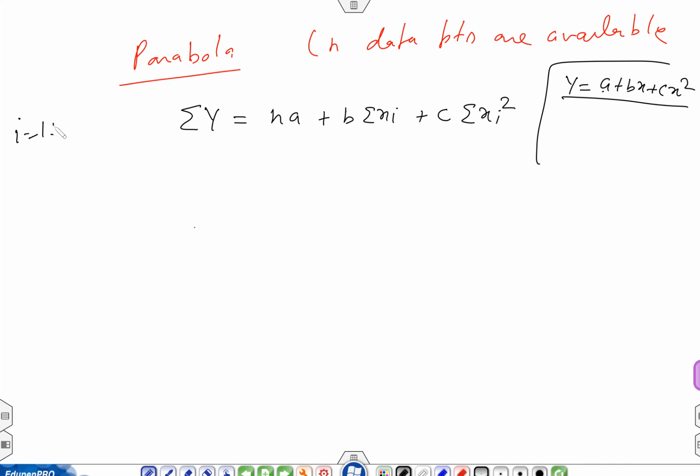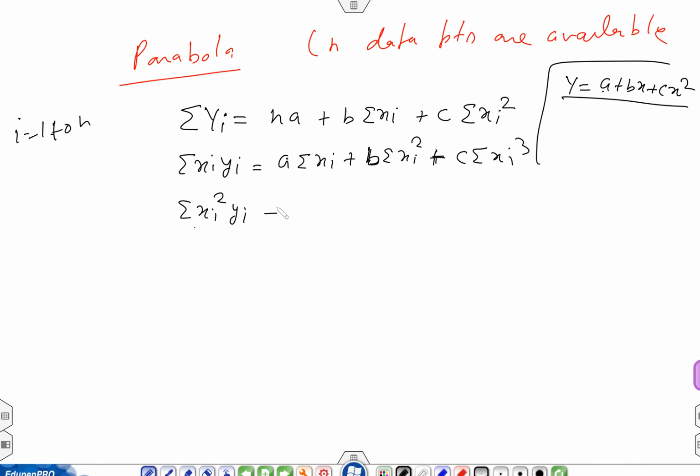I'm not writing it again and again: this summation is for i equal to 1 to n, so y1 to yn. The second equation: multiply xi to this equation, so summation of xi yi equal to a summation of xi plus b summation of xi square plus c summation of xi cube. For the third equation, again multiply this equation with xi. You get summation of xi square yi equal to a summation of xi square plus b summation of xi cube plus c summation of xi to the power 4. So these are the three equations in three variables.